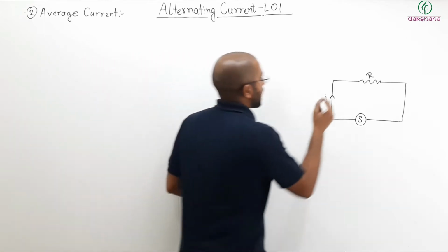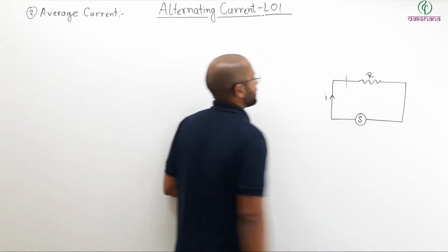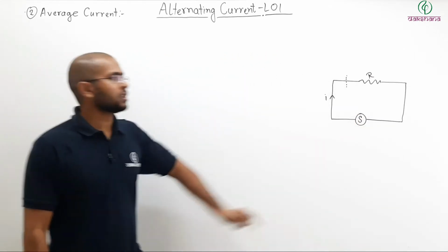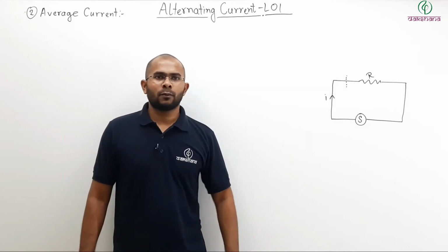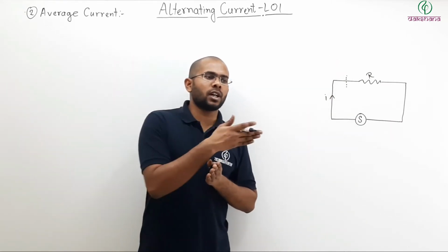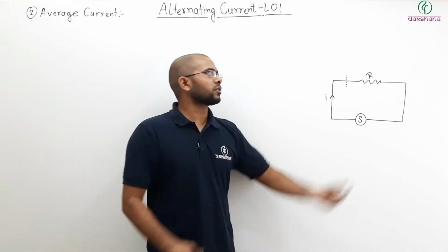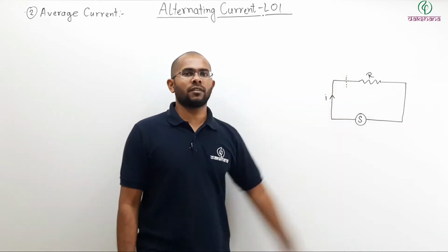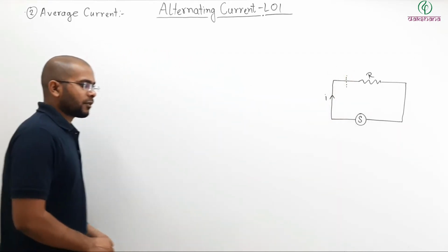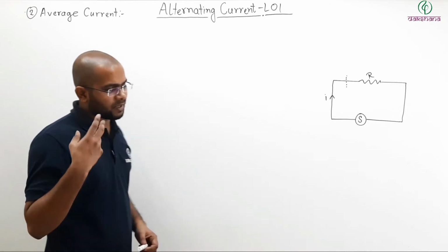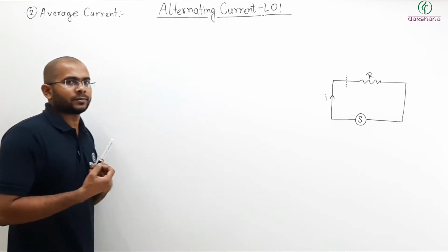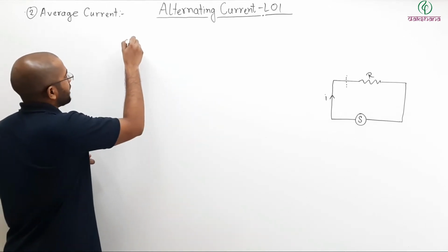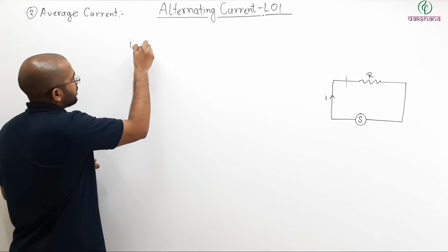Now let us suppose I take this cross section of this wire. Now since the current is flowing, what will happen? Some amount of charge will be crossing through this cross section of the wire. So in case you remember, we talk about average velocity, average speed and all that. So how do we calculate? So if I want average current, I average.